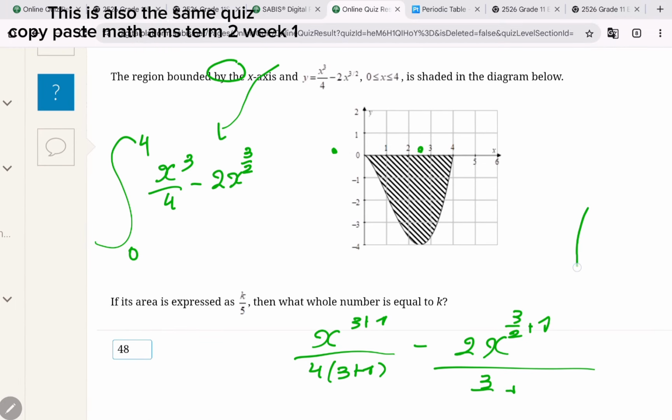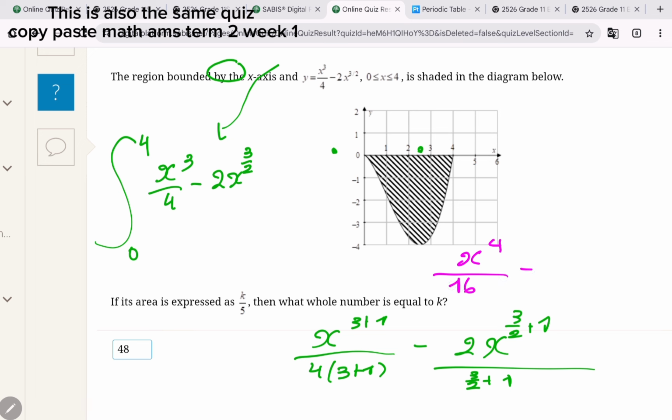I cannot write 2.3 over 2. Let me just erase this. 3 over 2 plus 1. So after integration, I would get x to the power of 4 over 4 times 4, which is 16, minus 2x, 2 times x, what's that?